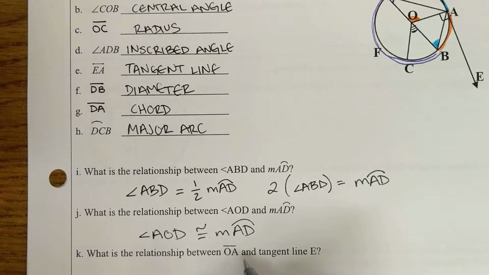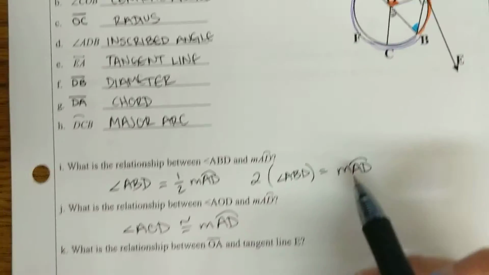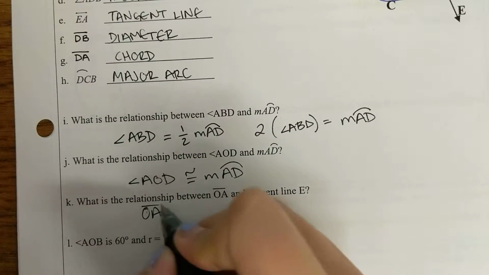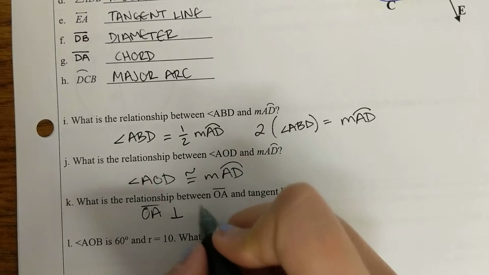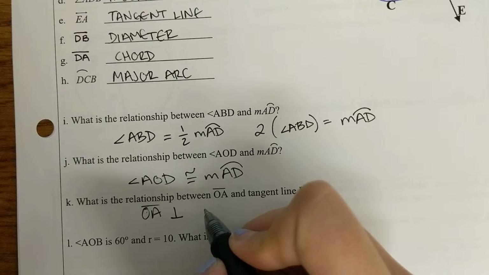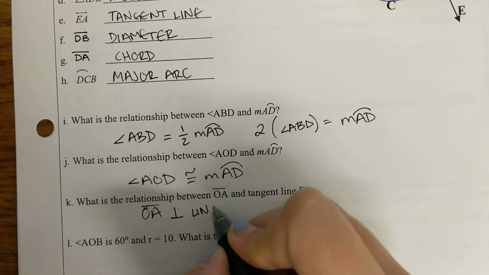What is the relationship between OA and the tangent line? And they already have that shown here with this right angle. OA is perpendicular to line, I guess we'll just call it line E.